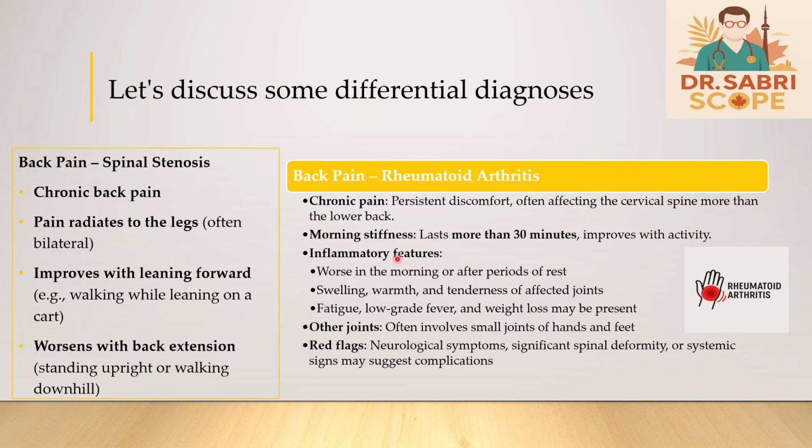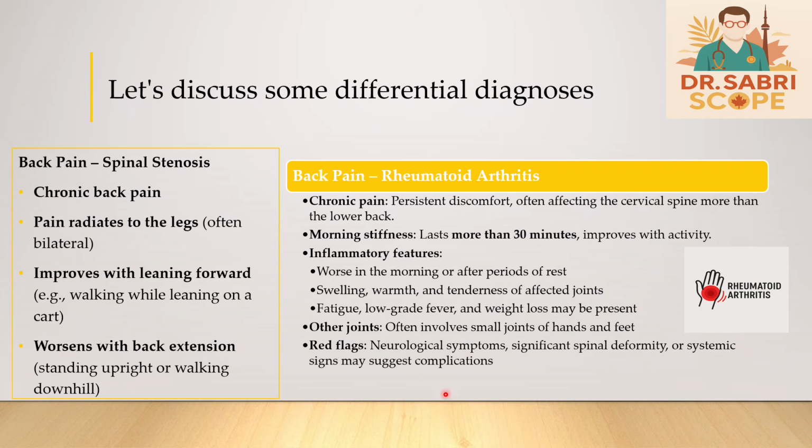Regarding the inflammatory features, because in rheumatoid arthritis there is inflammation, as we talked before, it's worse in the morning or after a period of rest. There's swelling, warmth, and tenderness of the affected joint, and you will most likely find this if the hand joints are affected. But in back pain, it's very difficult to feel the swelling, warmth, or tenderness. The patient will also present with fatigue, low-grade fever, and weight loss. So it will be good to ask about constitutional symptoms and trauma during your history taking.